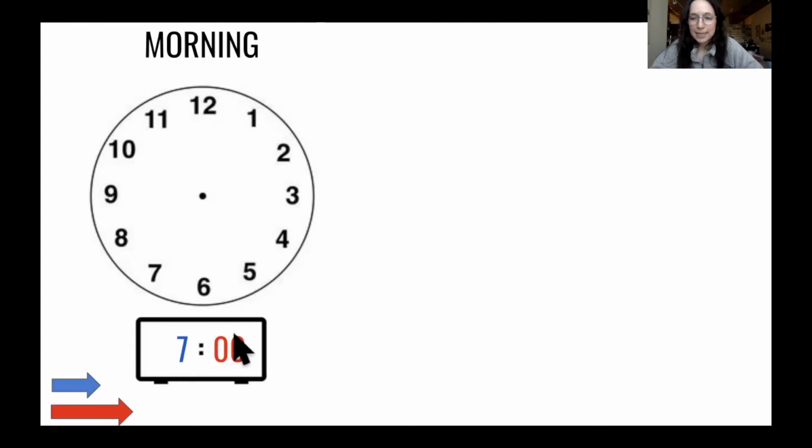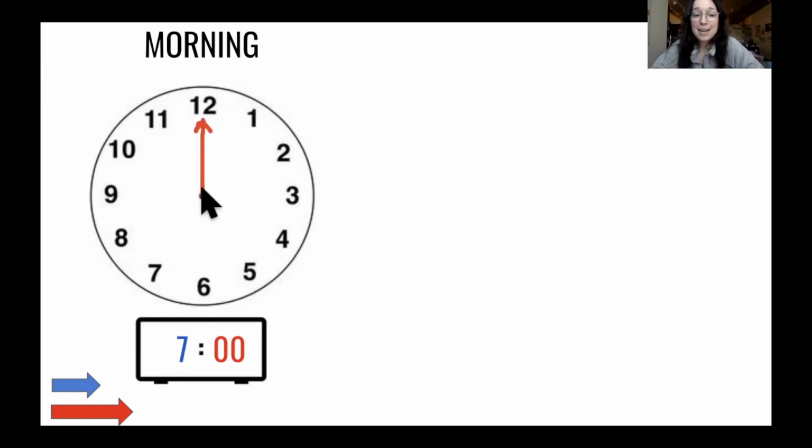But I also need to pay attention to that minute before I draw the hour. This says 00, right? Now I remember that my minute hand is always going to start at the 12. And if it says 00, I know that means that 0 minutes have passed. So I am going to draw my arrow up to the 12 because it says 00.